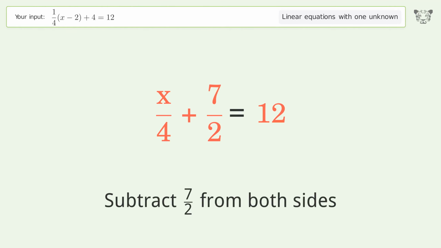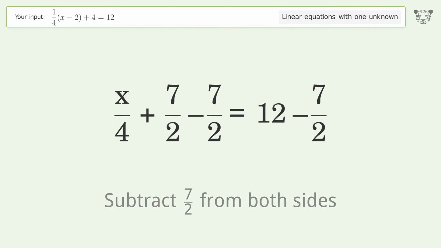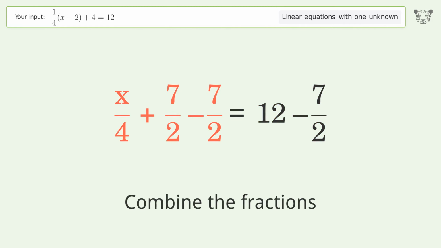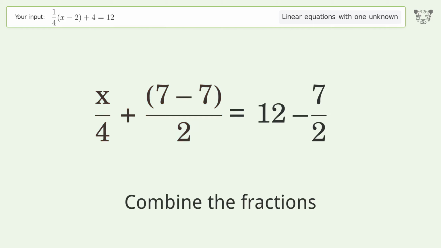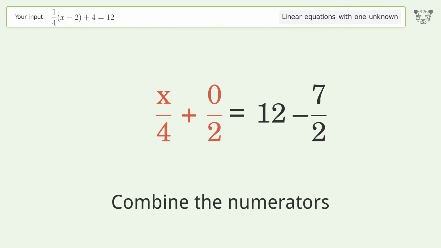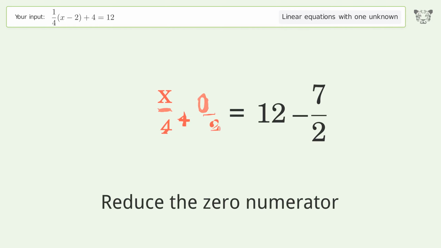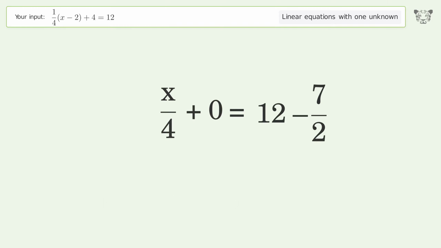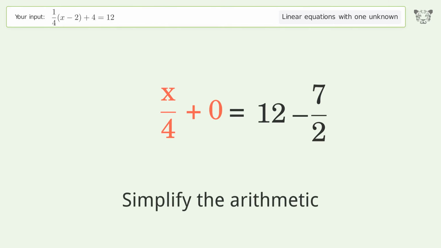Subtract 7/2 from both sides. Combine the fractions. Combine the numerators. Reduce the zero numerator. Simplify the arithmetic.